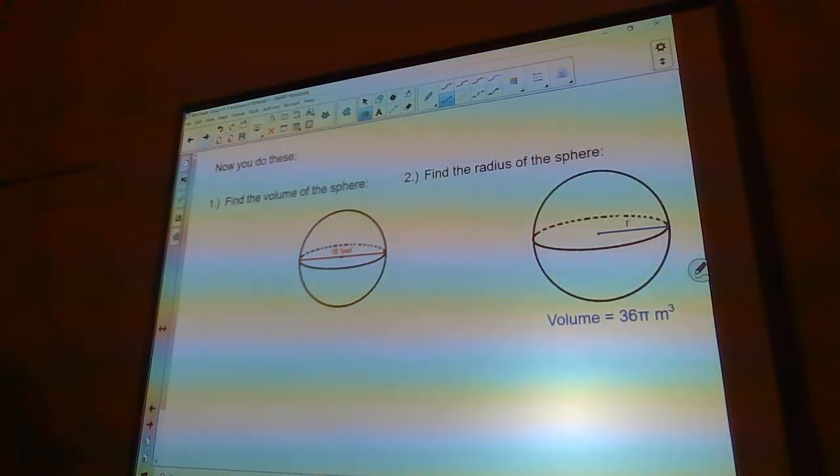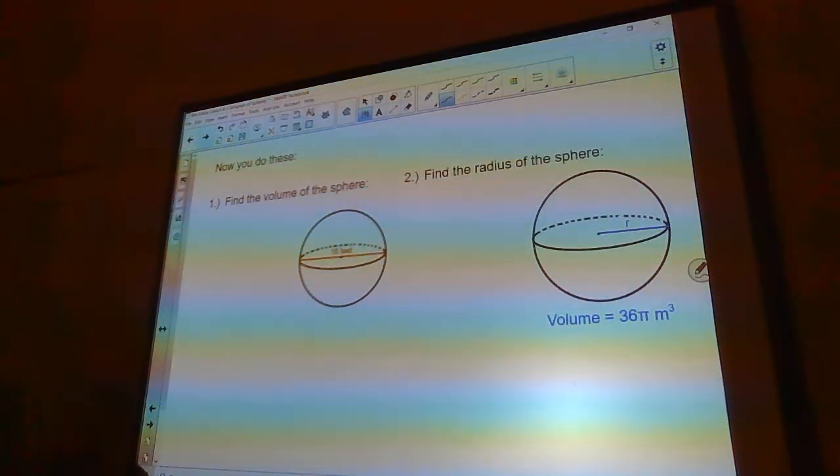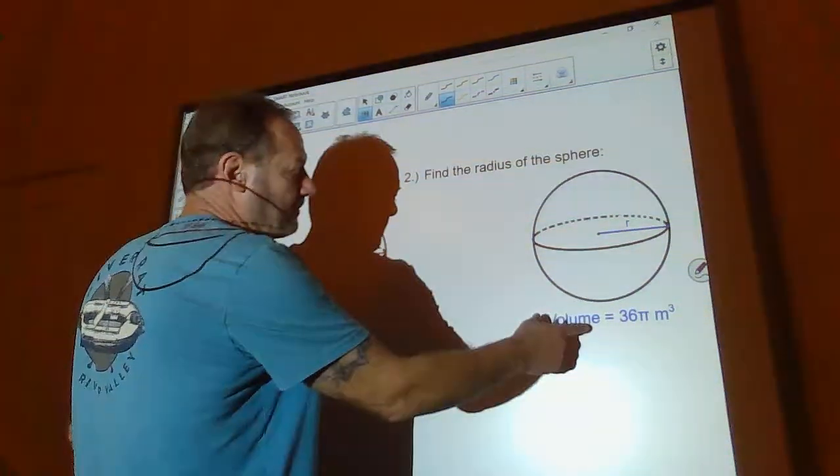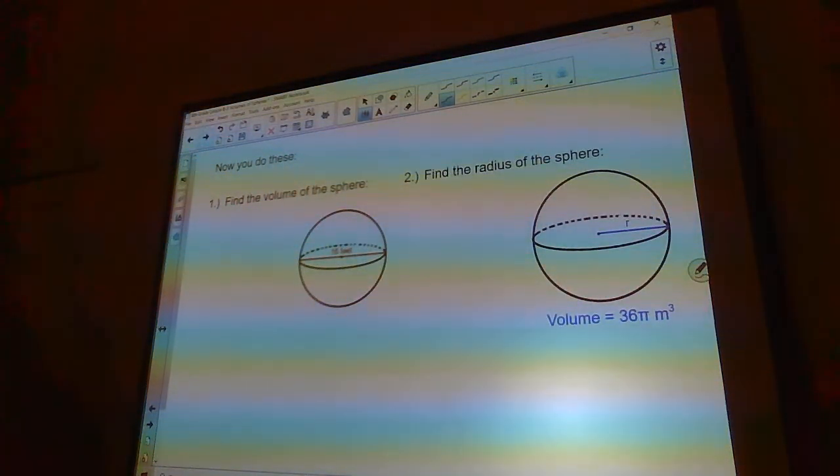Okay, you get to do these. On this one, you've got the diameter, and you have to find the volume of the sphere. And for this one, you've got the volume, and you have to find the radius. So pause your video, go do these two problems, then jump back on and show me what you got.